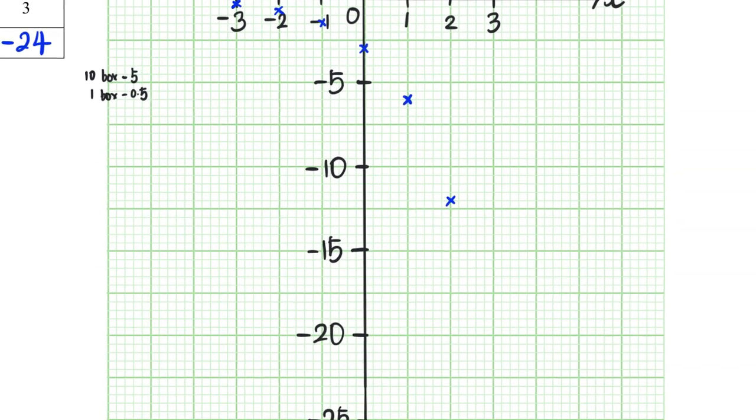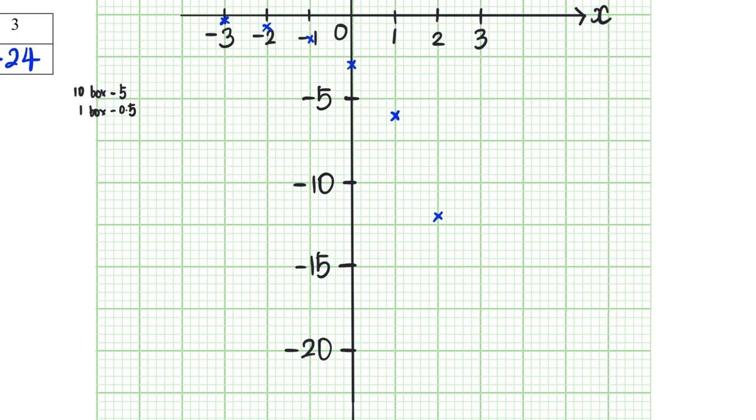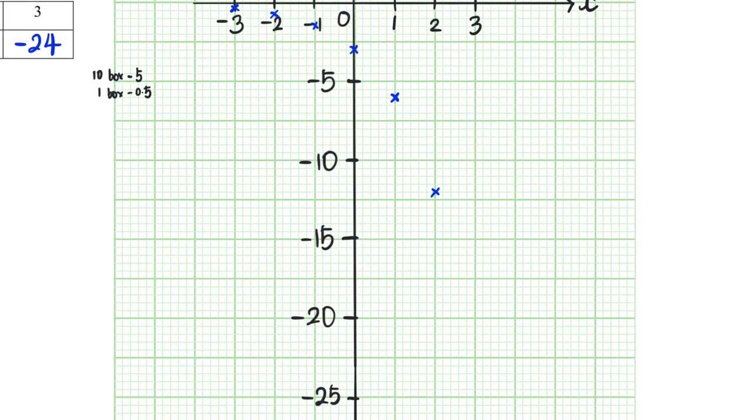Let me just make it smaller. 3 and -24, which is here. All right. Next part of this graph will then be to connect the points together.